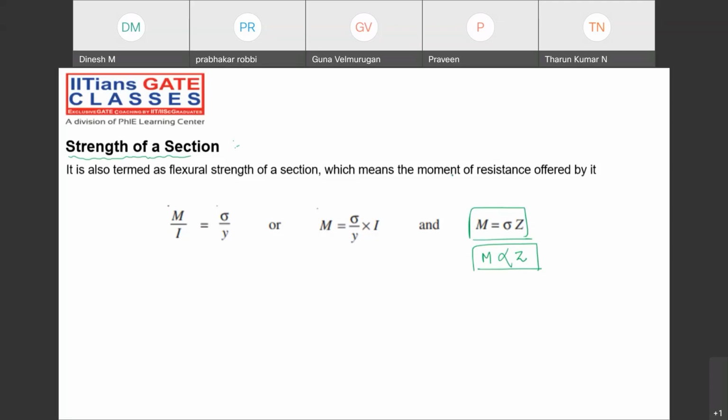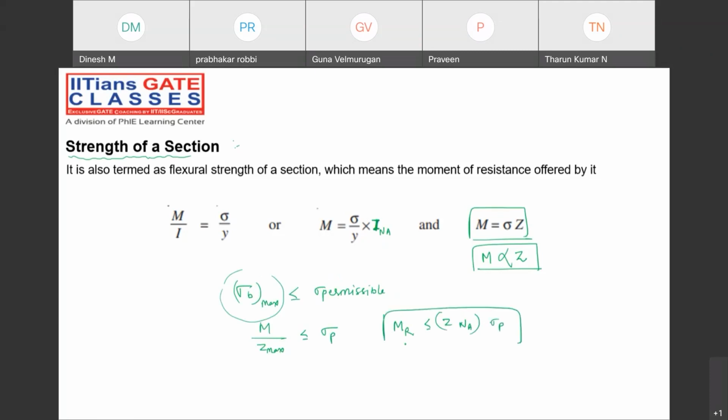So remember my dear friends, I is calculated automatically by default about the neutral axis, not about the bottom axis or top axis, not the top layer or bottom layer. It has been calculated with respect to the neutral layer or neutral axis, right? Very important. Suppose sigma b maximum is less than sigma permissible. And what is sigma b maximum? M by Z maximum. It must be less than sigma permissible. So what should be the value of moment of resistance? It must be Z neutral axis into sigma permissible. Note down, very important, where Z neutral axis will be I neutral axis divided by y maximum. Maximum moment of resistance will be this much only.